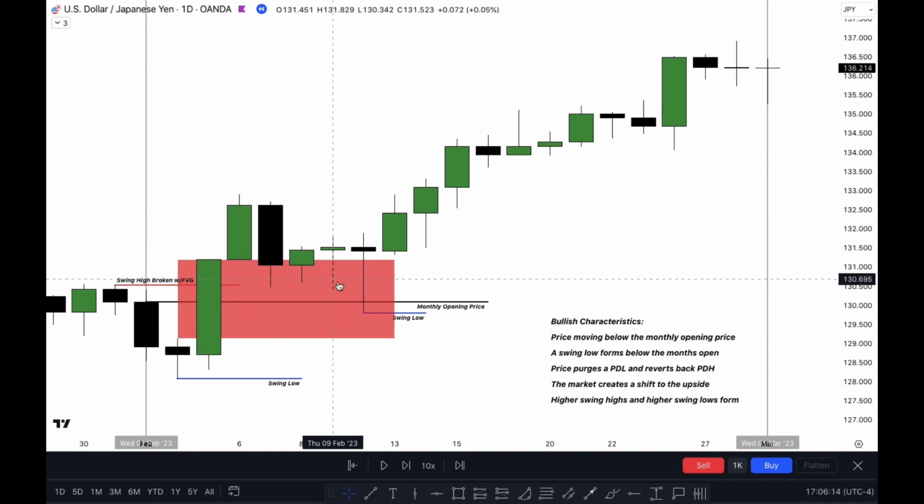Price comes back down into that range again, as you can see, and even below the open once again, and then runs up higher. So that checks off as well. So the market creates a shift to the upside. That's your shift to the upside.